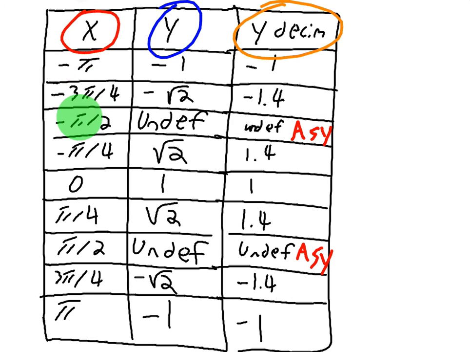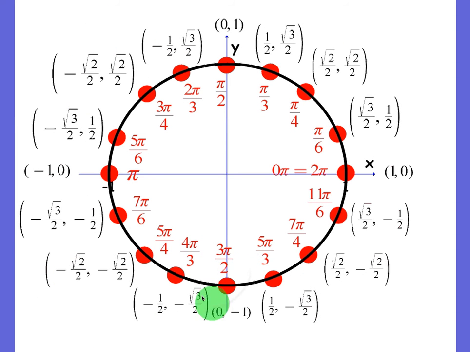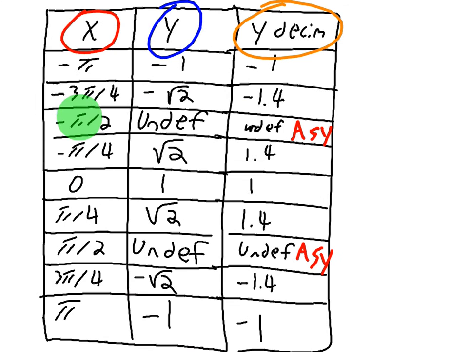Next, we have secant of negative pi over 2. Negative pi over 2 is right here, same as 3 pi over 2, which is 1 over x. 1 over 0 is undefined. And therefore, when we go to look at our chart, secant of negative pi over 2 is undefined. Now, I talked about this in the tangent video. You're going to have an asymptote there whenever you have a number over 0. So when we go to graph this, we're going to put an asymptote at negative pi over 2.